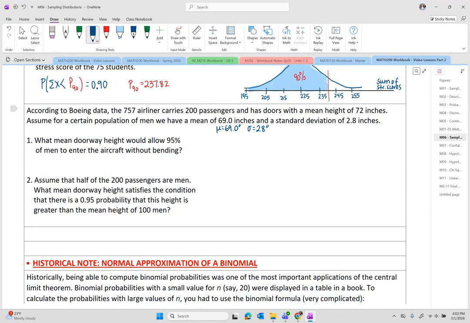And what mean doorway height would allow 95% of men to enter the aircraft without bending? And assume that half of the 200 passengers are men. What mean doorway height satisfies the condition that there is a 0.95 probability that this height is greater than the mean height of the 100 men? So, in the first question, we are talking about 95% of individual men.